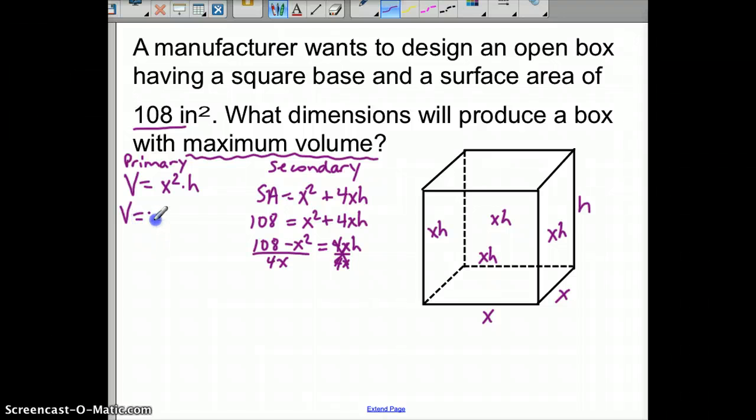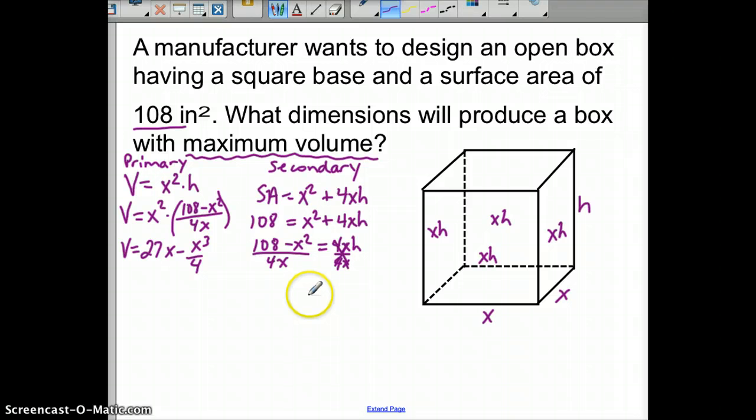That's my volume. Volume is x squared times h, and that's my h. So 108 minus x squared over 4x. Once I distribute that through and cancel things, reduce things, I'll have 27x minus x to the third over 4. That's the volume. That's what I'm trying to maximize. So my goal here is to take the derivative of it.